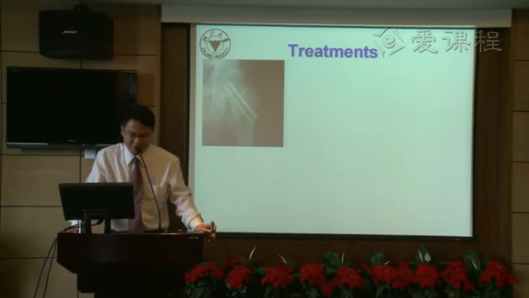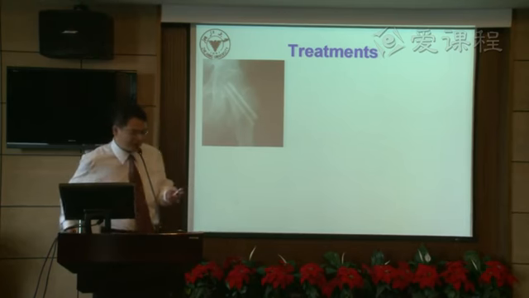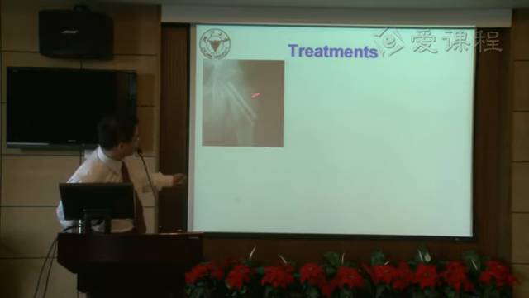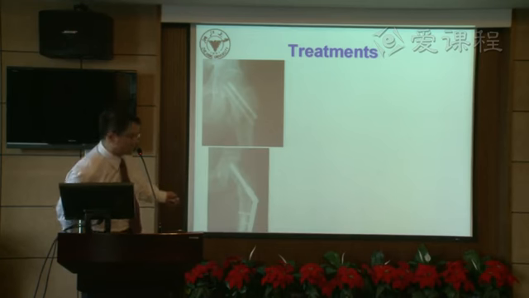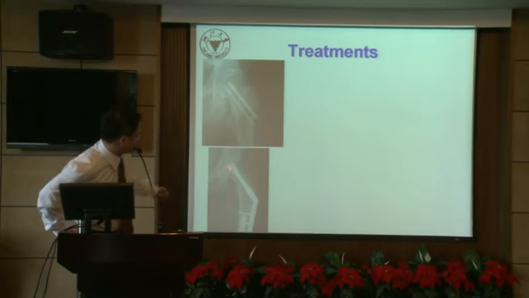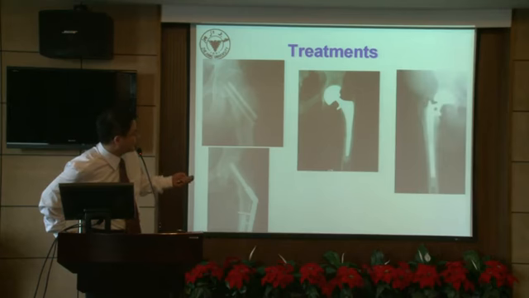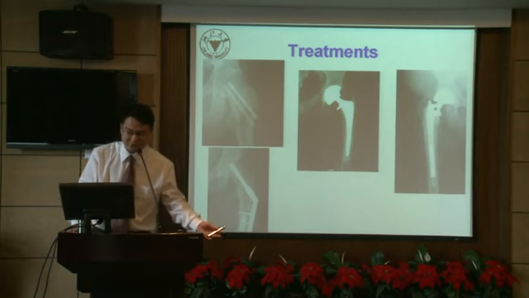Now here are the images of different instrumentation for femoral neck fracture. In this case, we use 3 cannulated screws to fix the fracture. And this is the so-called dynamic hip screw used to fix the femoral neck. This is hemiarthroplasty. This is total hip replacement.